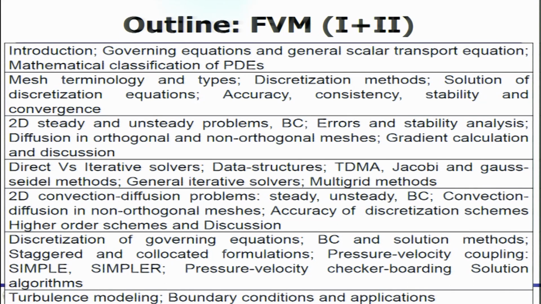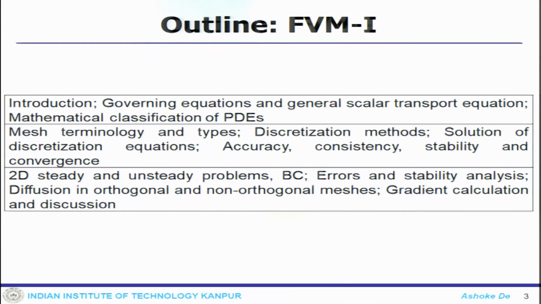Now coming back to this, this is the complete outline of finite volume, which includes both part 1 and part 2. Part 1 was offered in the previous semester, where you were introduced to the governing equations and the introduction of CFD, and how you deal with the classical partial differential equations which govern the fluid flow problem. Then we talked about the mesh or the grid, and finally you looked at two dimensional steady and unsteady diffusion problems, and the different calculations involved.